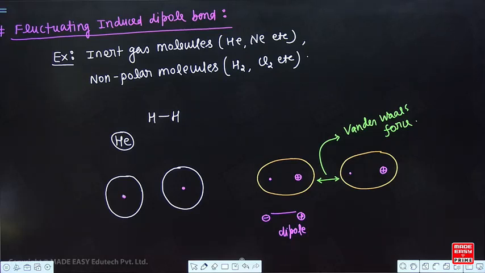Full stop. The liquefaction, that is, becoming liquid, and in some cases the solidification of inert gases is because of this type of bonding. These are the weakest possible bonds.